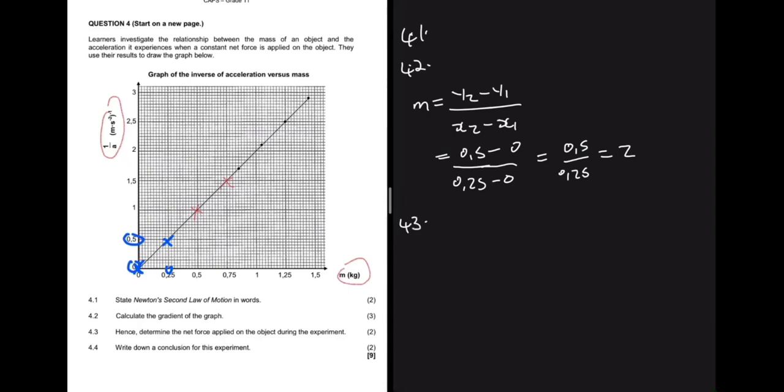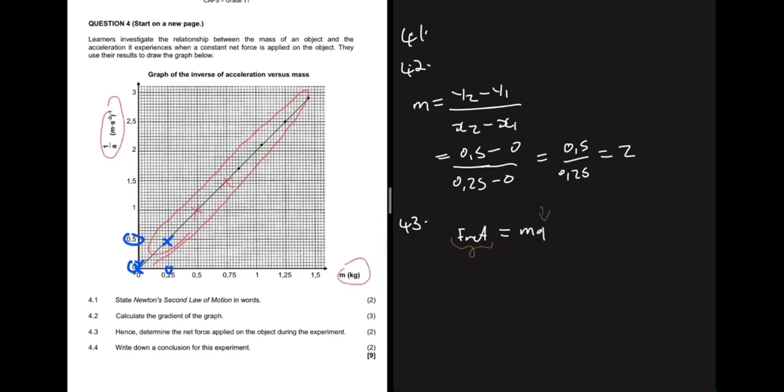4.3 says to us, hence determine the net force applied on the object during the experiment, right? So for us to do that, we first have to determine what the gradient of this graph gives us. Because we can see that on the y-axis we have 1 divided by a, and on the x-axis we have the mass. So we use f net equals to ma to try and make sense of the gradient of the graph. So if we say f net equals to ma, this f net will be our y, right?